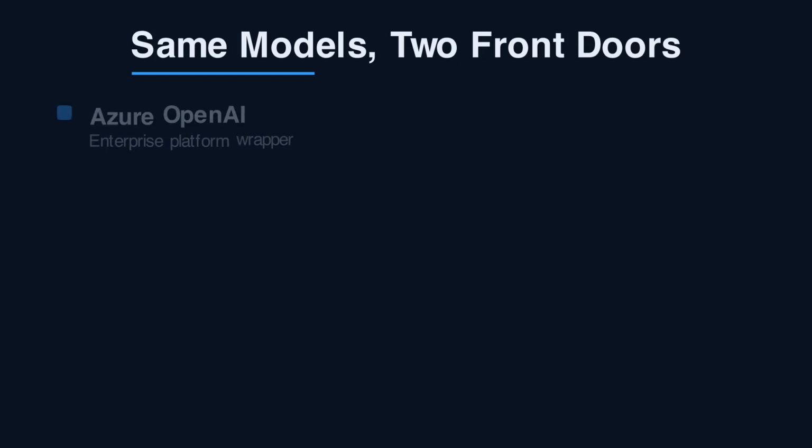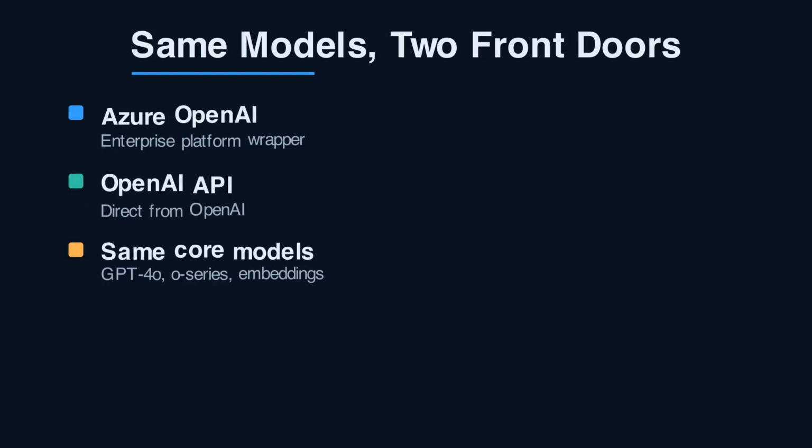Both Azure OpenAI Service and the OpenAI API serve nearly the same models: GPT-4o, the O-series reasoning models, and the embeddings models. So why does picking the wrong front door cost teams months of rework? In the next few minutes, we'll dissect a real reference architecture for an enterprise retrieval augmented chatbot.